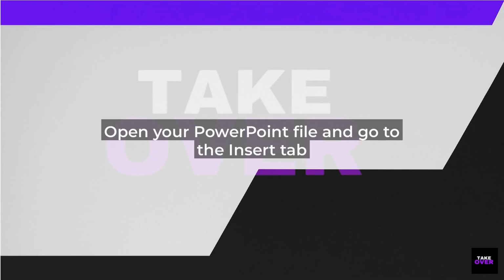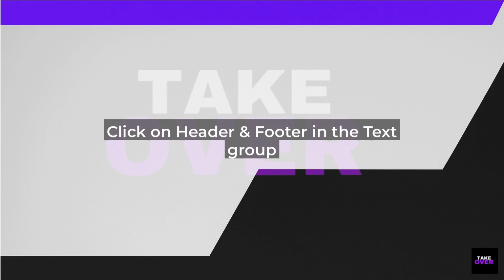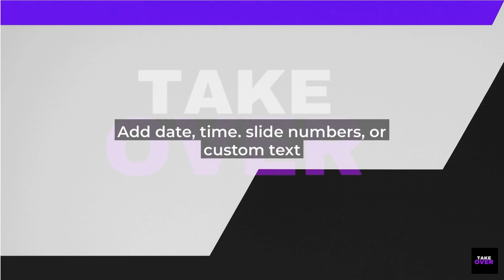It's a quick way to make your slides look polished and consistent. Let's dive right in. First things first, open your PowerPoint presentation. If you don't have one, just create a new slide deck to follow along. Once you're in, head to the Insert tab at the top of the screen. It's usually right in the middle of the ribbon. In the text group, look for the header and footer button and click it. This will open a dialog box where the magic happens.